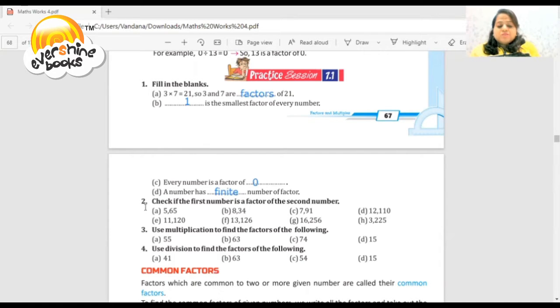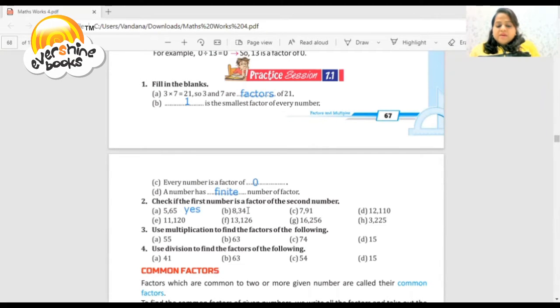Now students, come to question number 2. Check if the first number is a factor of the second number. Yes, the first number is a factor of the second number? In question A, 5 and 65 is given. 5 is your first number, 65 is your second number. So it is a factor of the second number, as in ones place here is the value 5. So you have to check whether 65 is divisible by 5 or not. So it is divisible fully. So the first number is a factor of the second number.